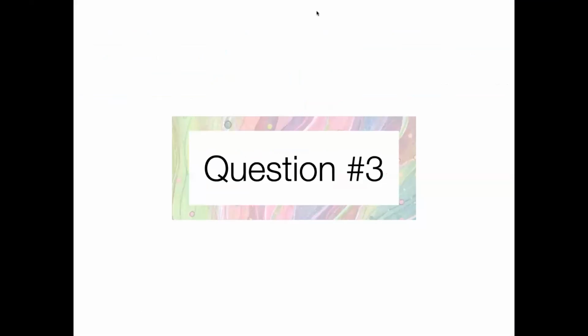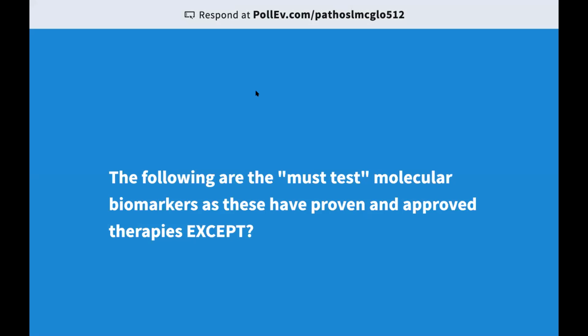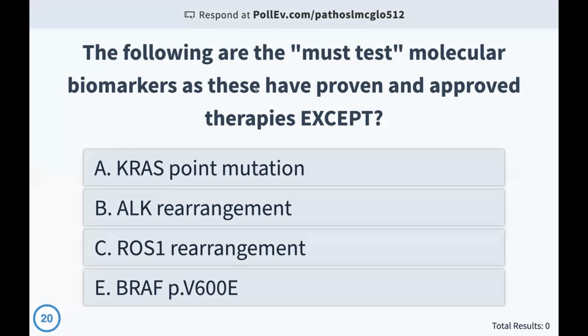So for question number 3, the following are the must-test molecular biomarkers, as these have proven and approved therapies, except: letter A, KRAS point mutation; letter B, ALK rearrangement; letter C, ROS1 rearrangement; or letter D, BRAF V600E.